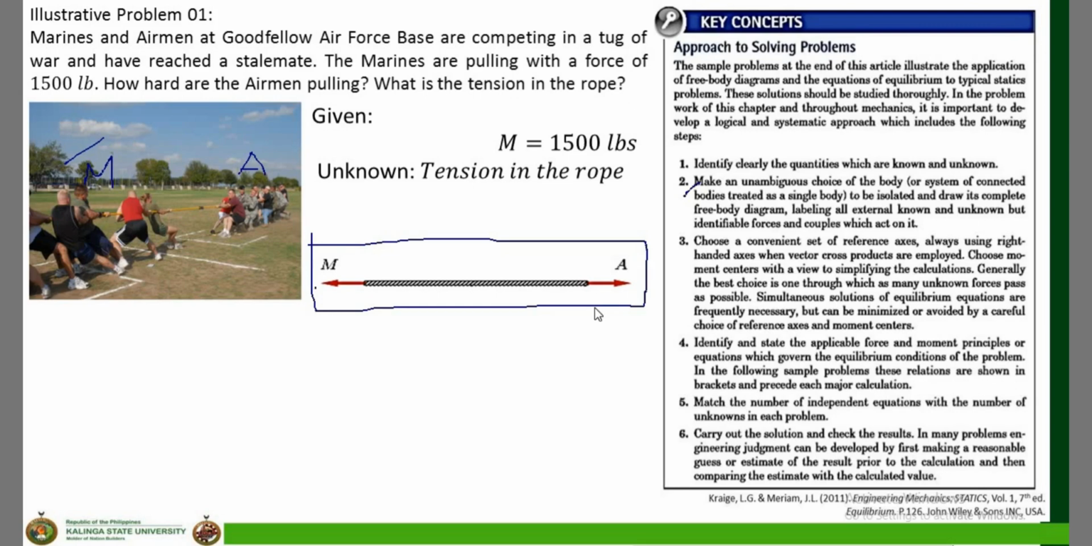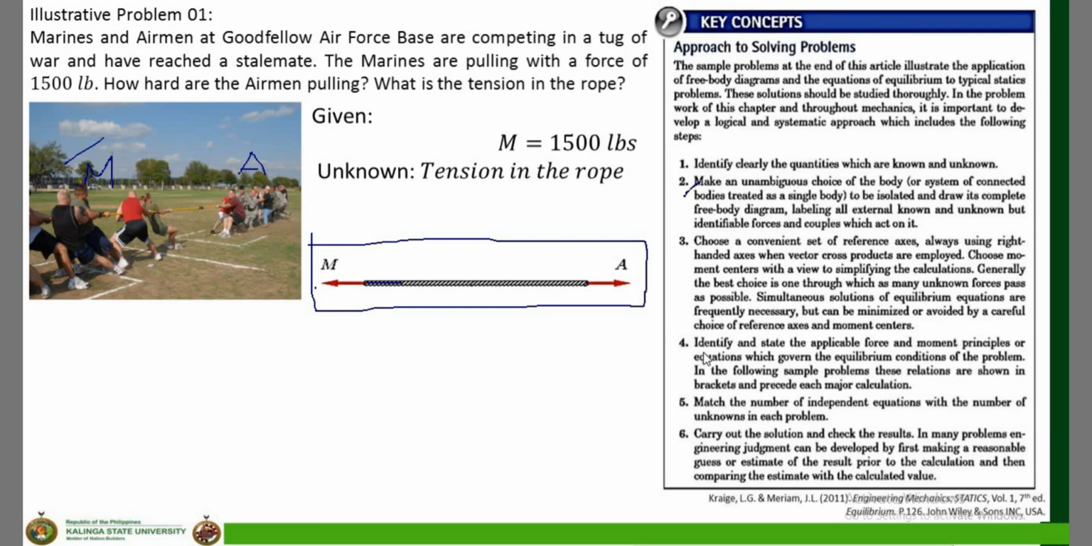So here in the free body diagram, I choose this rope. This rope, that is my system. Right? Then step 3, choose a convenient set of reference axis, always using right-handed axis. So choose a convenient set of reference axis. Since my rope is along the x-axis, or it is horizontal, that is my reference axis, the horizontal or the x-axis.